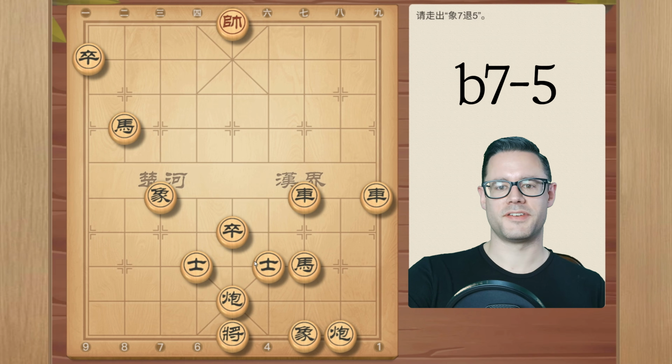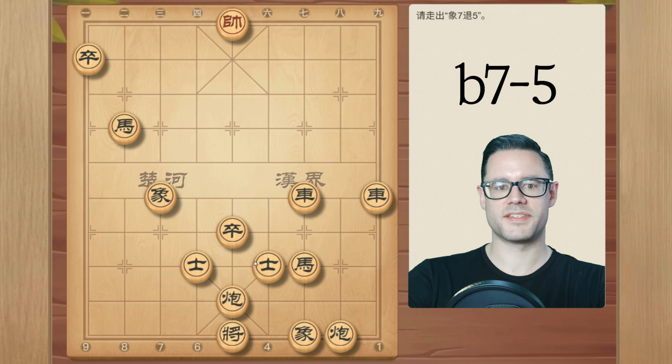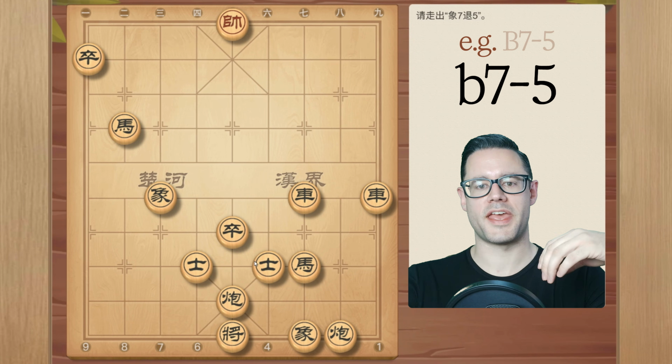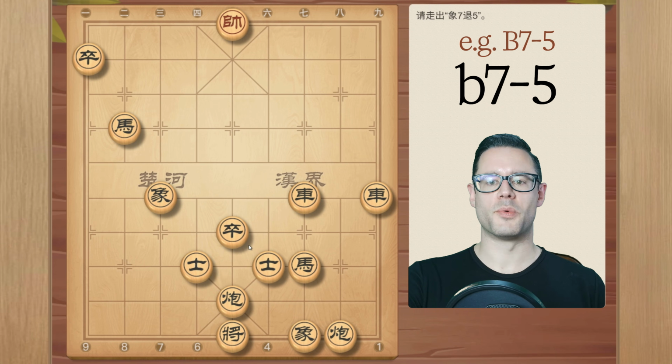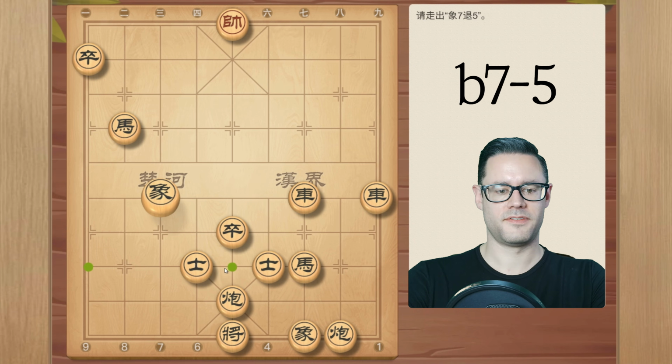And I forgot to mention, I'll mention it really quick. When notating between red and black in the Western notation like what we're using, the letters for pieces on red side are usually capitalized, and pieces for black are lowercase. So that's why we've got lowercase b7 minus 5. So b7 minus 5. Our elephant on file 7, which is this one here, retreats to file 5, right here.